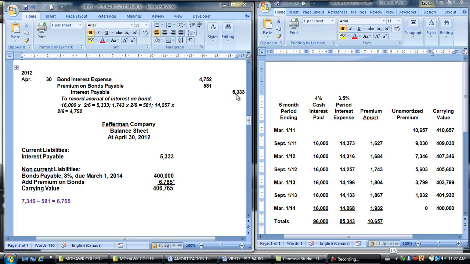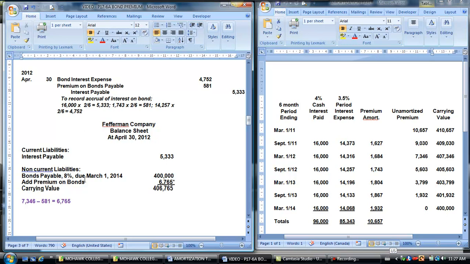But before we get to that date, let's do our balance sheet for April 30th, because that is our year end. We can see that we have our interest payable, $5,333. Now we have to set up the long-term, or non-current, liability section of the balance sheet, which starts with our bond at its principal value of $400,000. And then again, we have to add the premium.